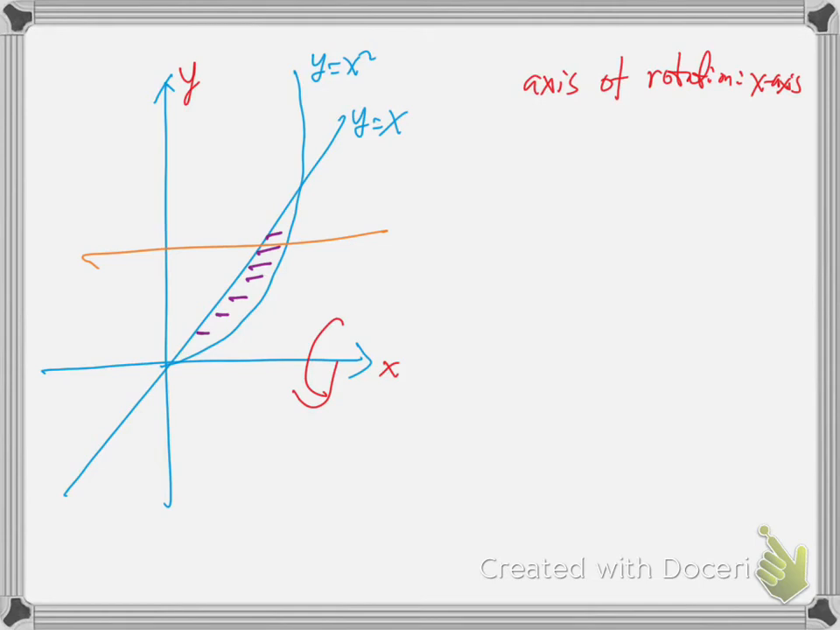This is a parallel cut. The cutting line is parallel to the axis of rotation. We didn't cut the axis of rotation, we cut the other one. The axis of rotation is the x-axis, but we cut the y-axis. That's the big difference.